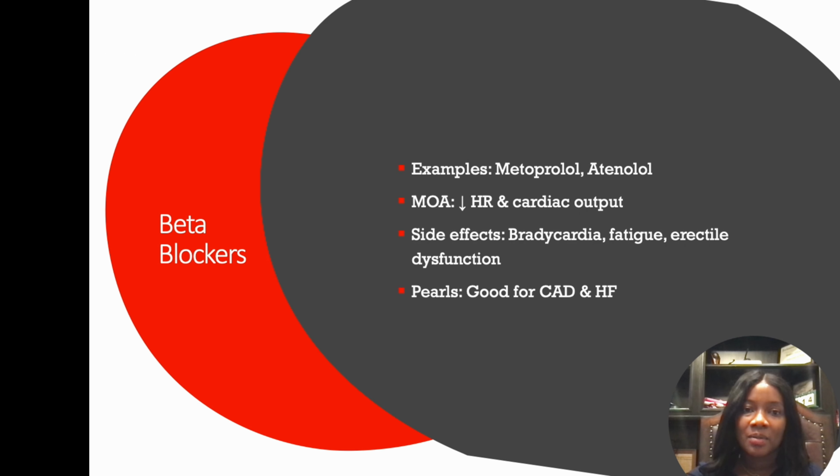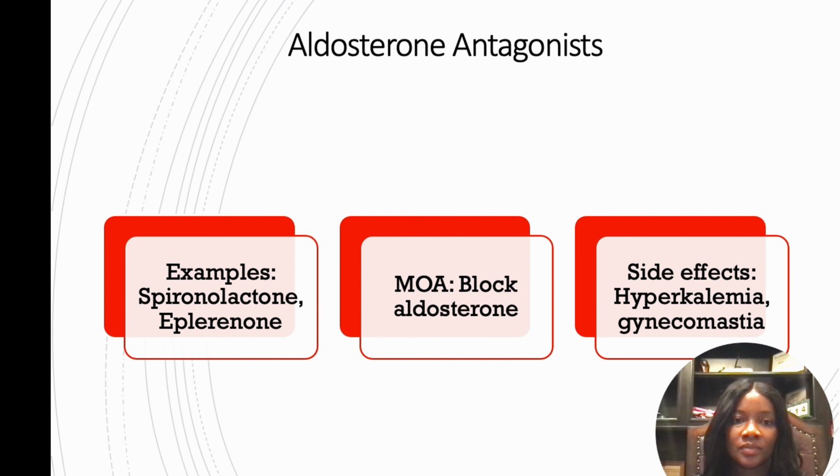Let's talk about the beta blockers. They are not first line unless there is CAD or heart failure. And remember, they can mask hypoglycemia. So some examples are metoprolol, atenolol. These medications end in lol. Next, we have the aldosterone antagonists. They are great for resistant hypertension, but watch potassium closely.